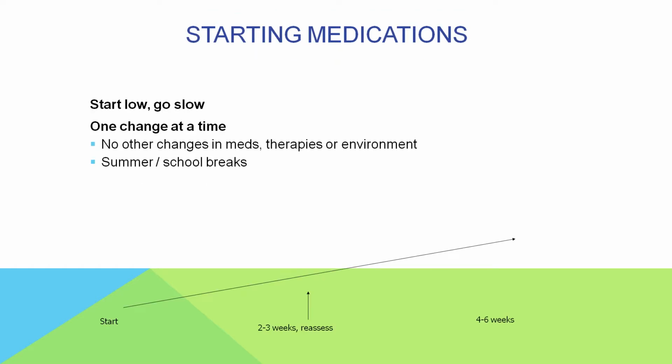We did talk about this a little bit: start low and go slow. Obviously, one change at a time is really important. If there is anxiety and ADHD, we're going to pick whichever one seems to be causing the most impairment at that time. We would never start 2 medications at a time because if we were having side effects, we would have no idea what side effect it was from. And often treating one symptom can lead to improvement enough in some of the other symptoms, so that you might not even need those medications.